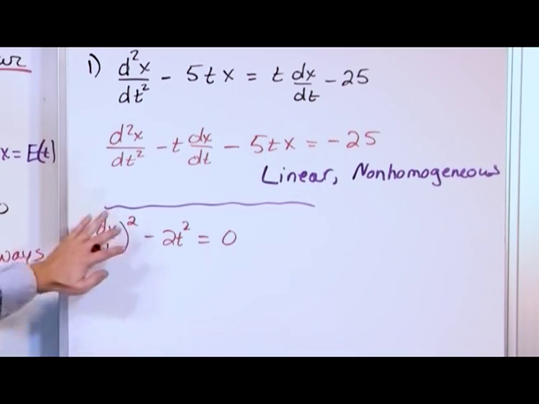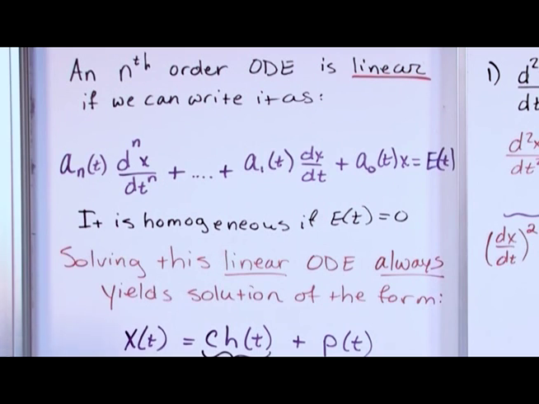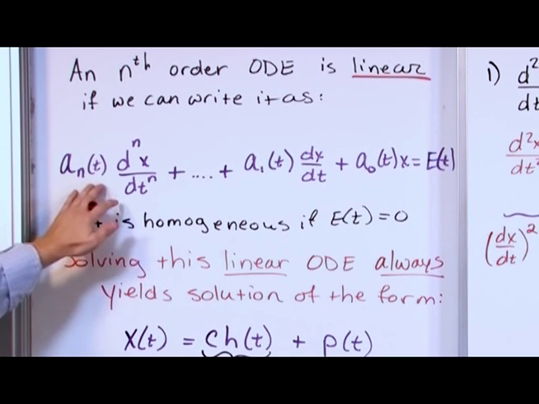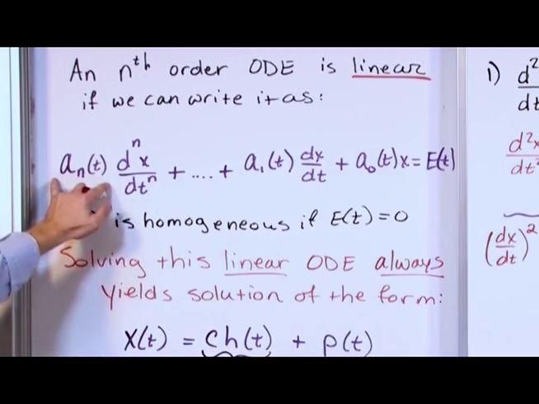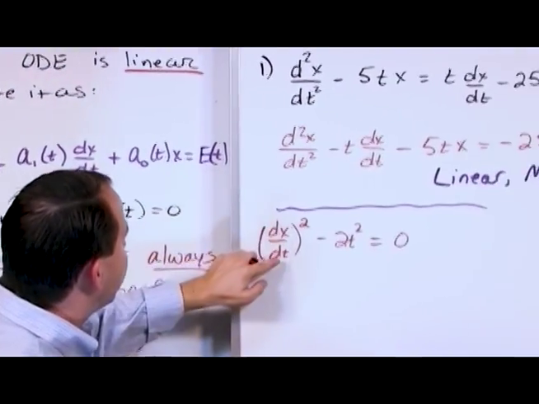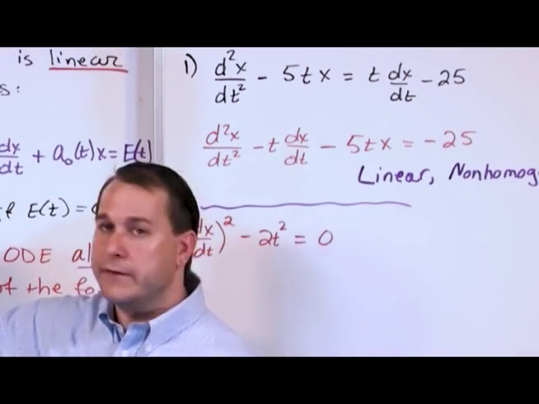I have dx dt squared. Let me look over here. Does this match what I have on the board? It doesn't match. Because what I have over here is an nth order derivative with a function of time in front. Here I have a first derivative that's squared. That is completely different than the second derivative here.